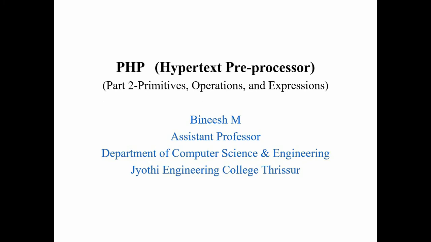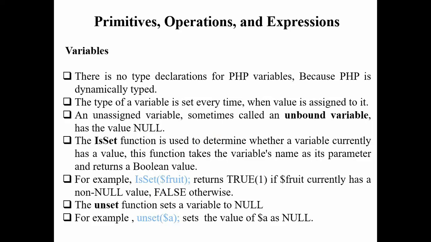Now moving to today's section. We have primitives. That means we need to discuss the different types of variables supported by PHP, the different operations supported on these variables, and how to write different types of expressions in PHP. There are no type declarations for PHP variables because PHP is dynamically typed.